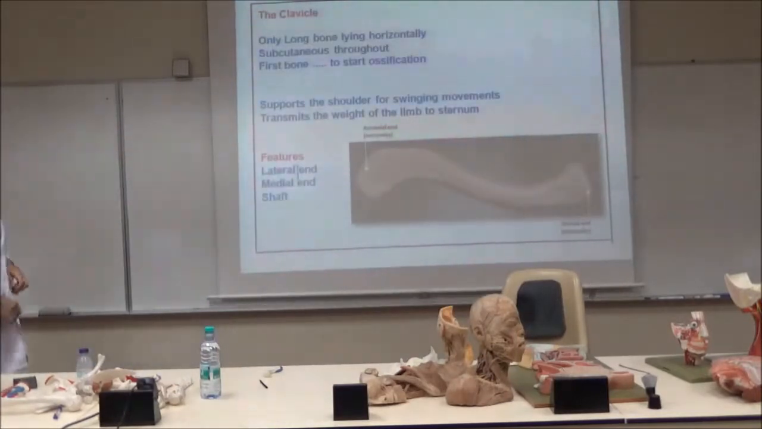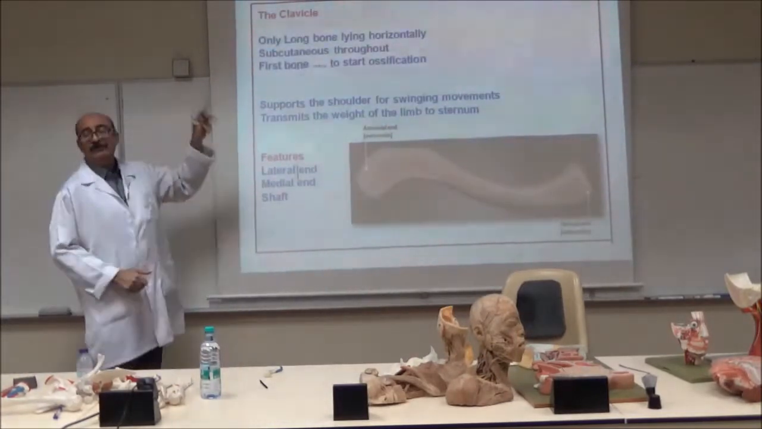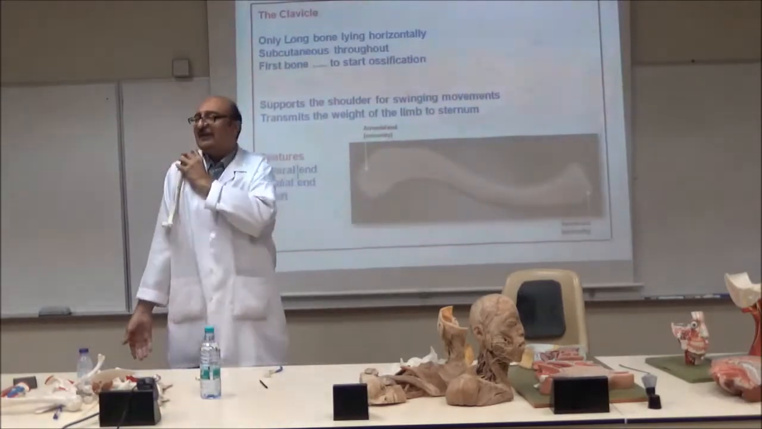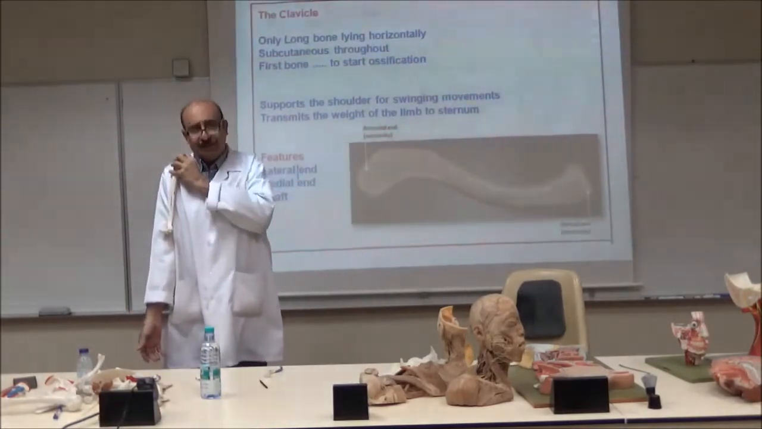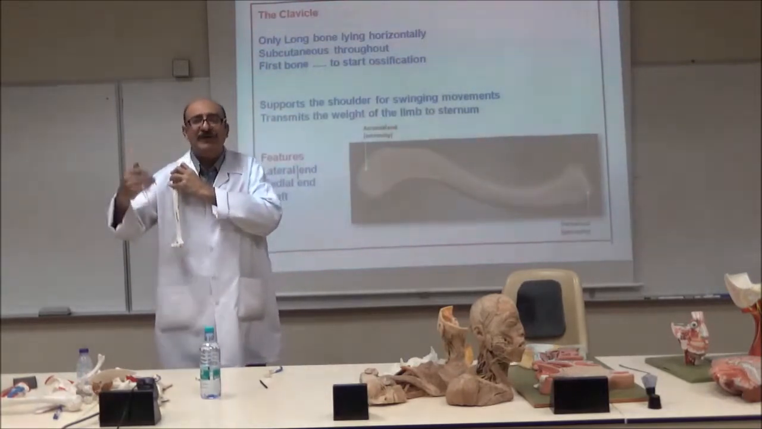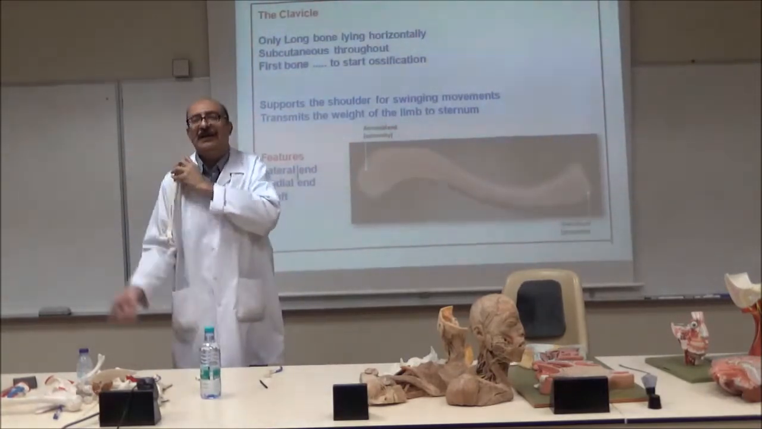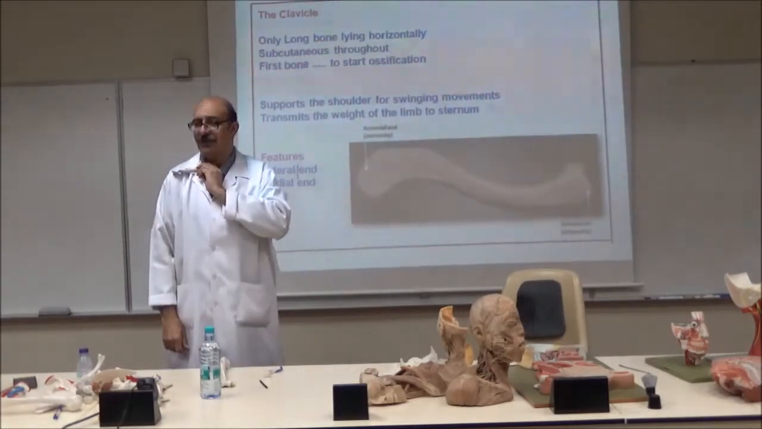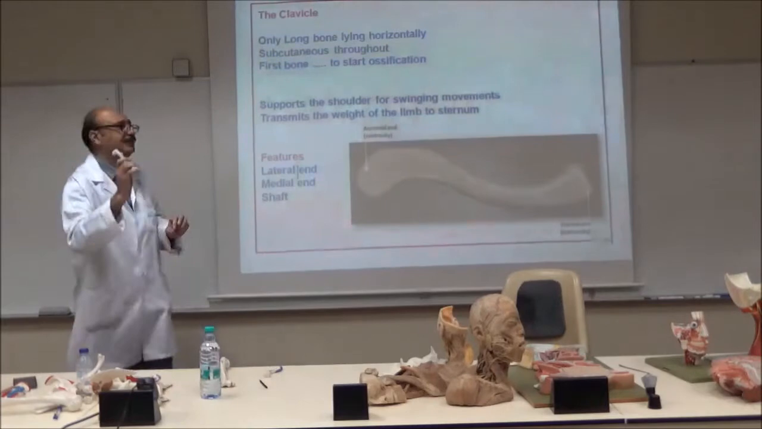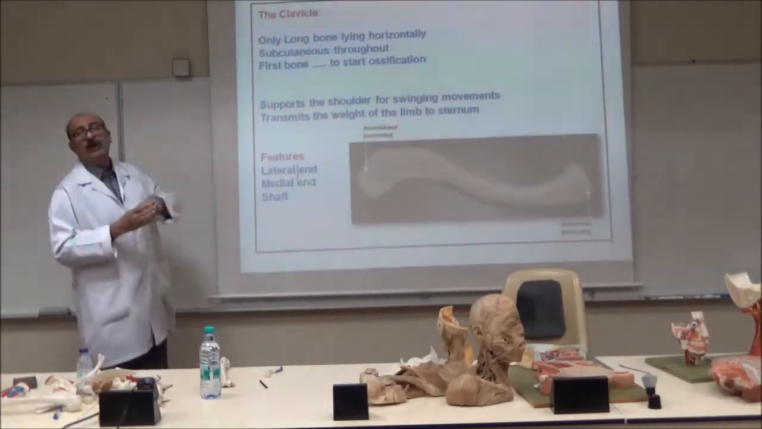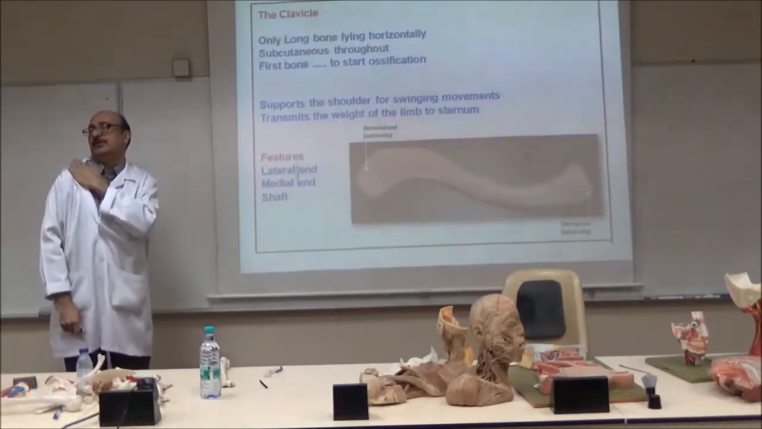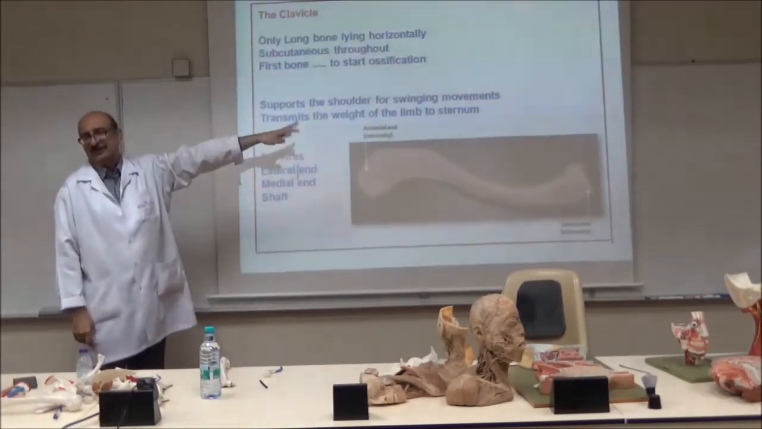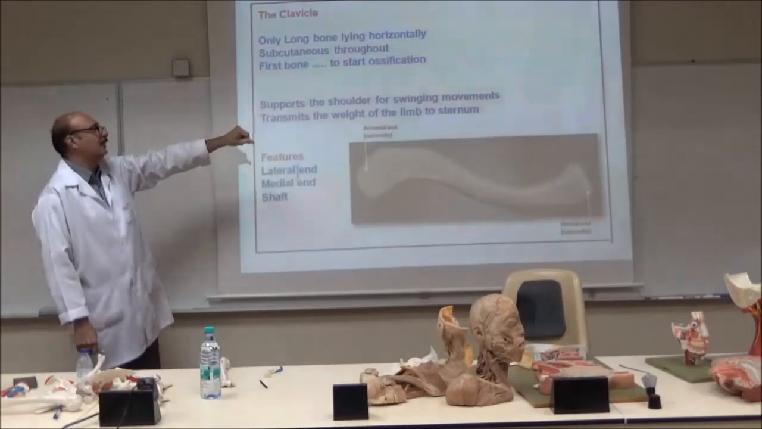Now, the clavicle is the only long bone which is lying horizontally. For example, the humerus is lying vertically in my anatomical position. All long bones in the world are vertical, except this is a long bone horizontal. Good? This is one beauty of this. Subcutaneous throughout, so you can feel the whole bone. First bone to start the ossification. So these are very good features for clavicle.